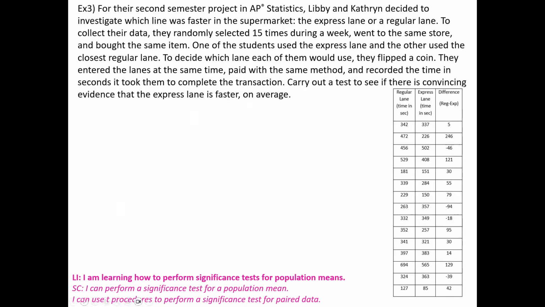All right, example 3. For their second semester project in AP Statistics, Libby and Catherine decided to investigate which line was faster in a supermarket, the express lane or a regular lane. To collect their data, they randomly selected 15 times during a week, went to the same store and bought the same item. One of the students used the express lane and the other used the closest regular lane. To decide which lane each of them would use, they flipped a coin. They entered the lanes at the same time, paid with the same method, and recorded the time in seconds it took them to complete the transaction. Carry out a test to see if there is convincing evidence that the express lane is faster on average.